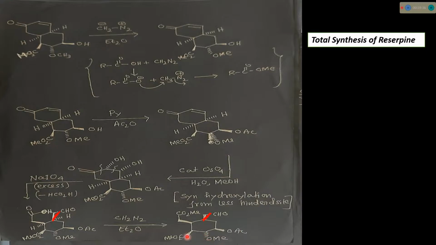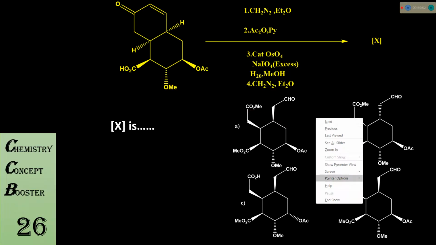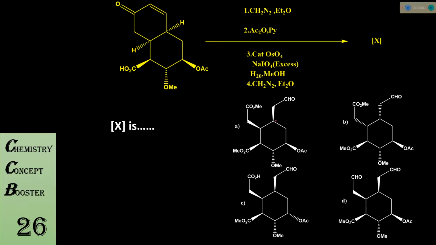So the final product: CO2Me, OAc above, the middle OMe below, CHO above, CH2CO2Me above. So in the options, sorry for the drawing mistake, in the whole options, this should be CHO, not CH2CHO. That CHO should directly connect to the cyclohexane.